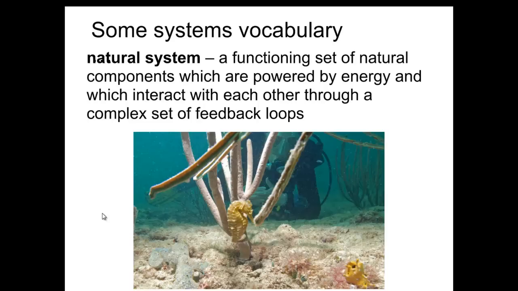Here we see the definition of a term called a natural system. And if we'll look at this definition quickly, it says it is a functioning set of natural components which are powered by energy and which interact with each other through a complex set of feedback loops. So that's a pretty hefty definition. And what I would like you to do is go ahead and underline words in that definition that you think are key terms or key words to what a natural system really is. I'll give you a second to do that.